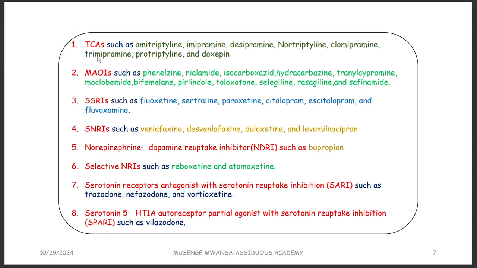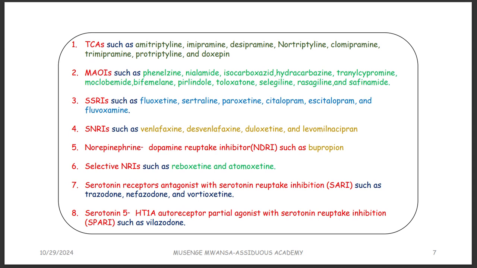Tricyclic antidepressants, we've already mentioned things like amitriptyline, imipramine, desipramine. You can see how they're ending. Nortriptyline, clomipramine, trimipramine. You can see how they're ending. If they don't end in tyline, then they're ending in mine. Okay. And then the MAO inhibitors.